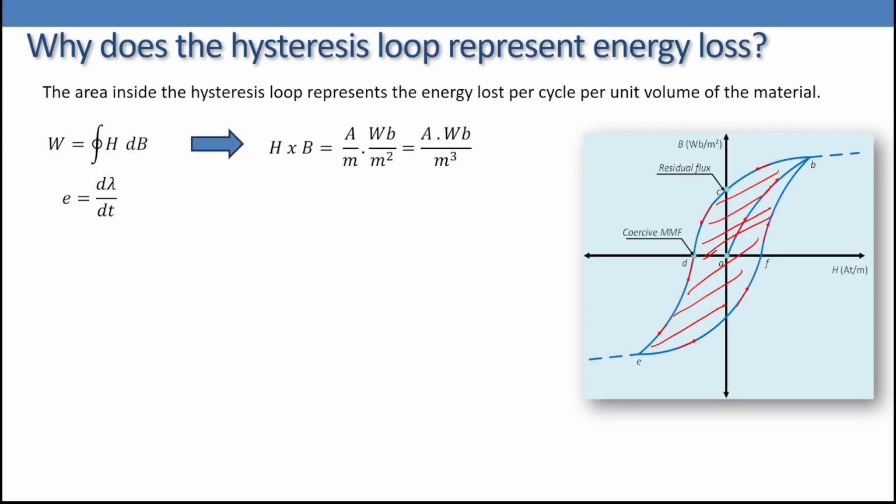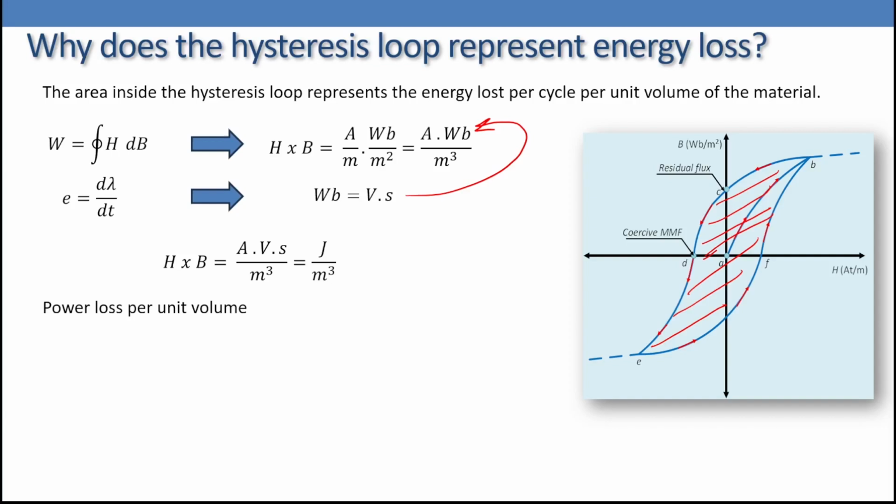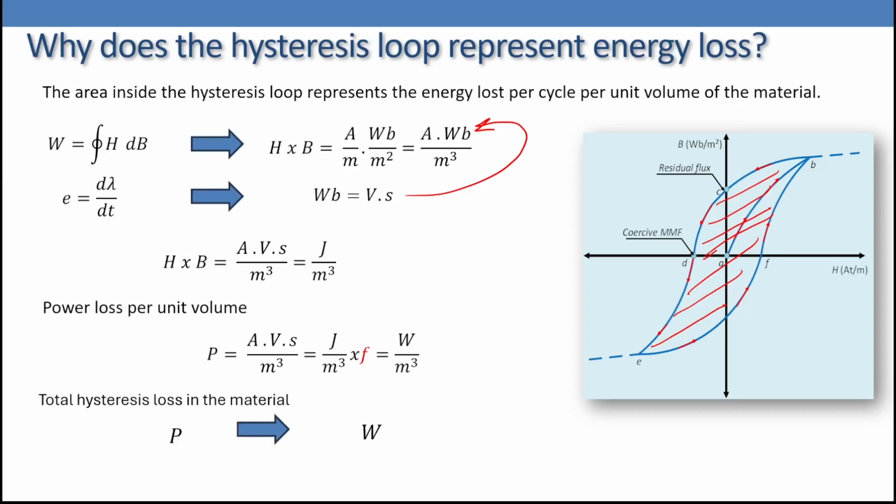From Faraday's law, E equals d lambda by dt. Lambda has units of Weber, E has units of volt, and t is in seconds, so Weber equals volt second. Substituting here gives ampere volt second per meter cube, which is joule per meter cube, joule per unit volume. That is the energy per unit volume per cycle. If we multiply joule by the frequency, joule multiplied by cycles per second, that gives power per unit volume, watt per meter cube. If we multiply by the volume, this loop represents power lost in watts.